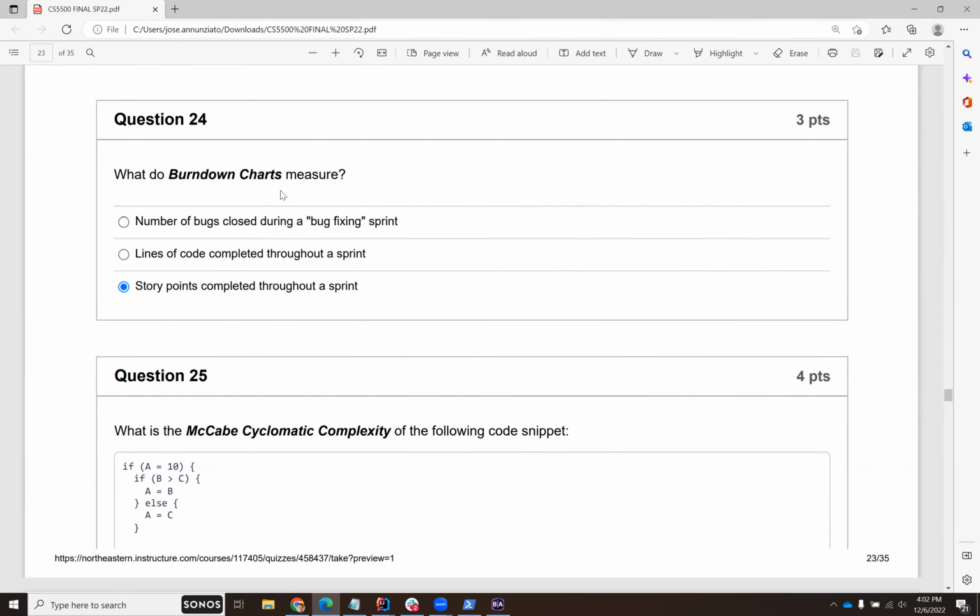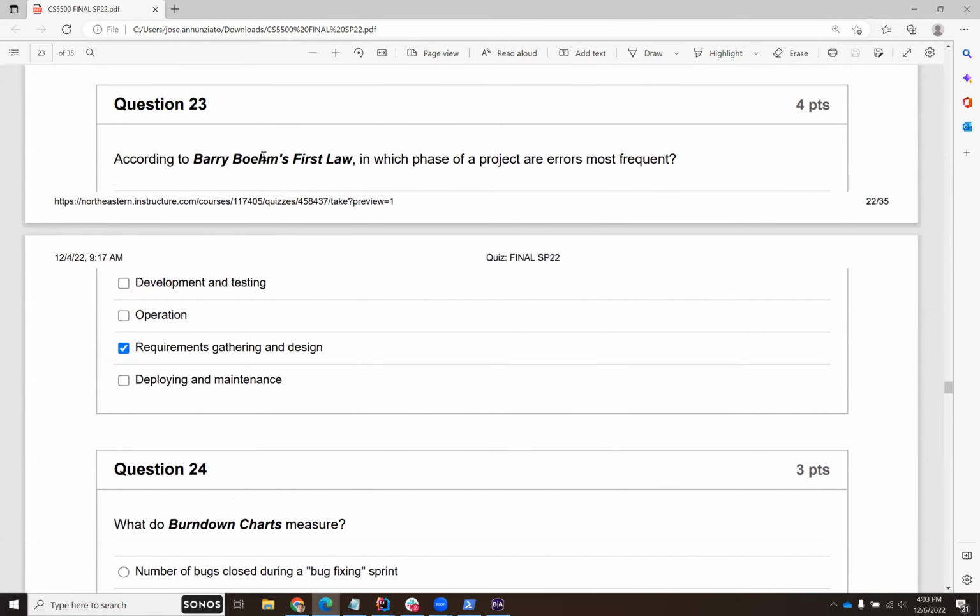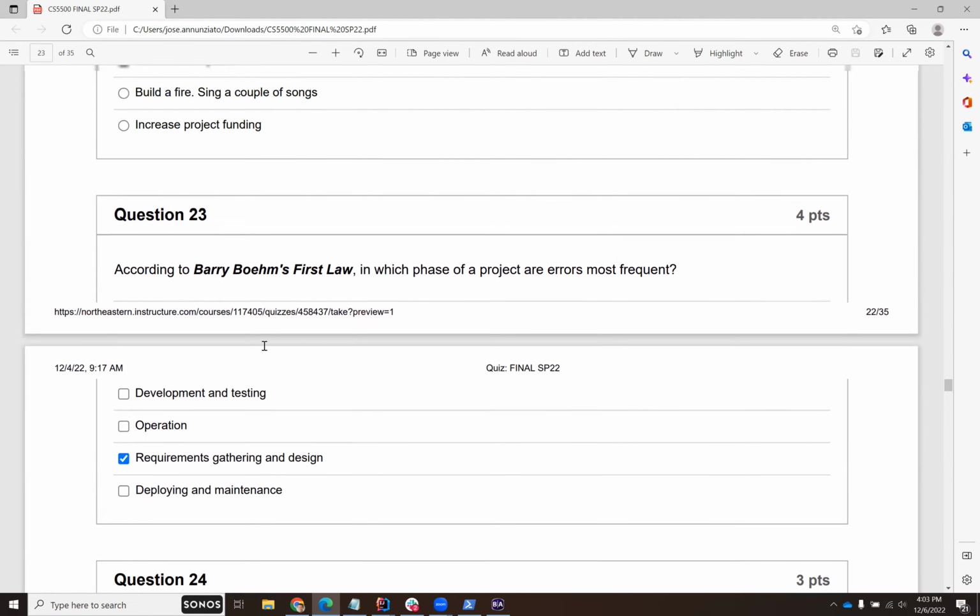So what is a burn down chart? Again, some terminology from using Agile and Scrum. Boehm's first law: when do most errors occur throughout a project? You'd also say that a project is most vulnerable during its requirements phase, when you're gathering the requirements, that is, people agreeing on what it is that they're building and what are the things that they're not building.